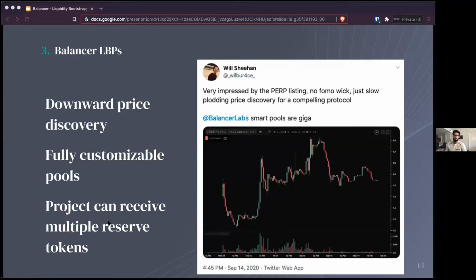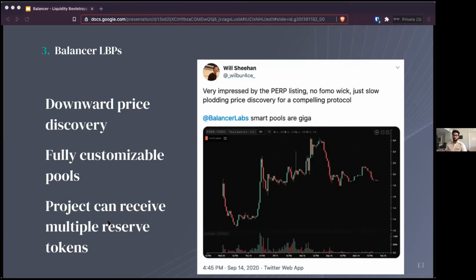First off, the way an LBP works mechanically is that the weights of the liquidity pool are dynamic. You set start weights and end weights, and those will gradually adjust from the starting weights to the end weights, and that adjustment will create consistent downward pressure on the price of the token.